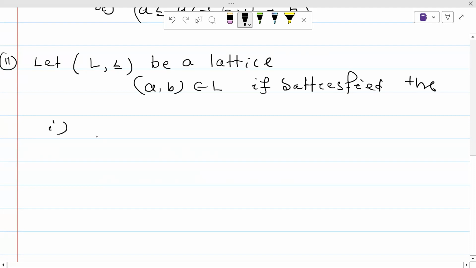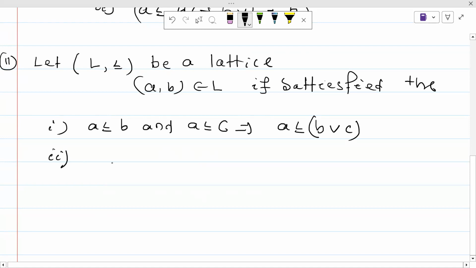Now, first condition: if A is less than or equal to B and A is less than or equal to C, then you can say that A is less than or equal to B disjunction C. That is the first law. And second condition: if A is less than or equal to B and A is less than or equal to C, then it also satisfies A less than or equal to B conjunction C.